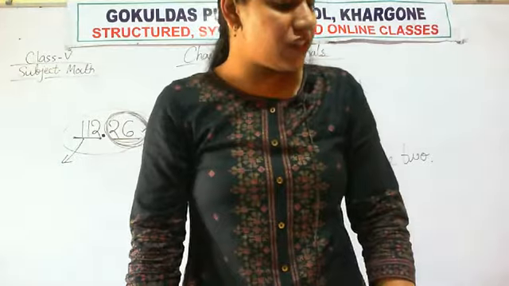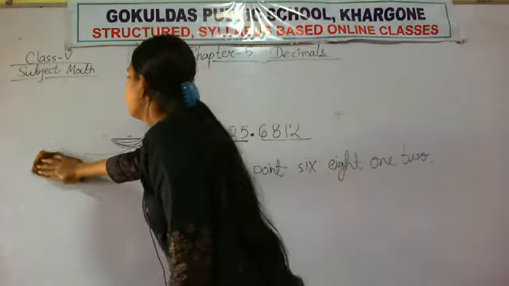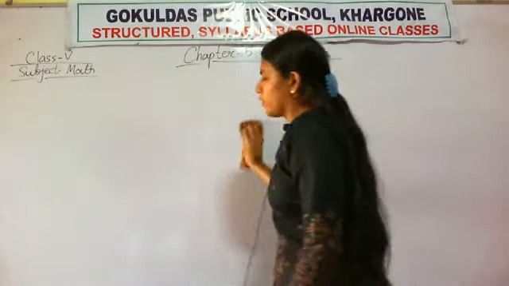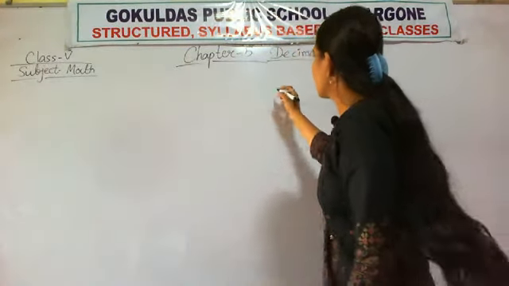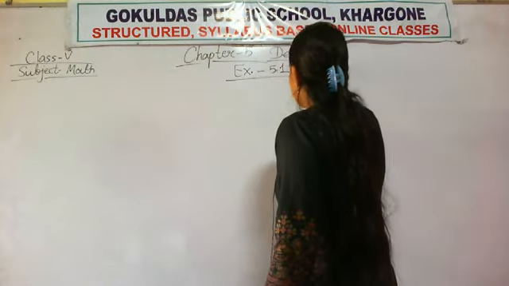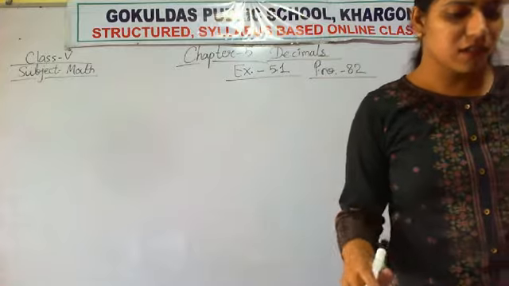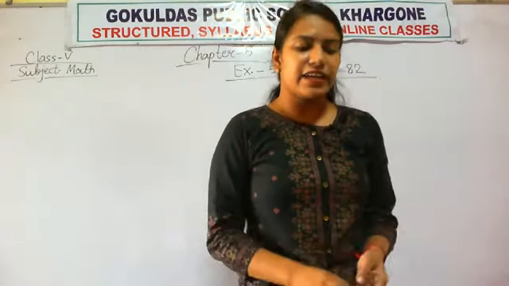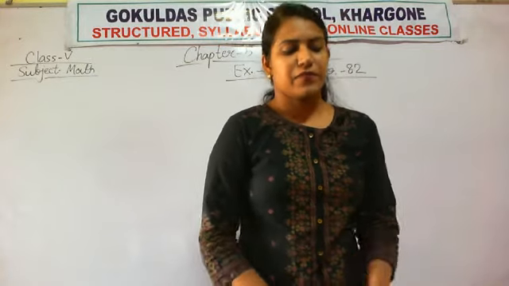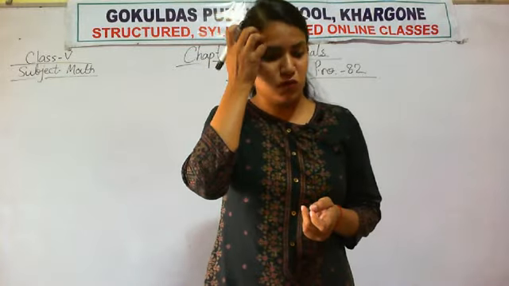Open page number 82, exercise 5.1. Exercise 5.1 is on page number 82. Read question number 1. Question number 1 says, read and write the number names of the following. It means you need to read the numbers and write their number names also.